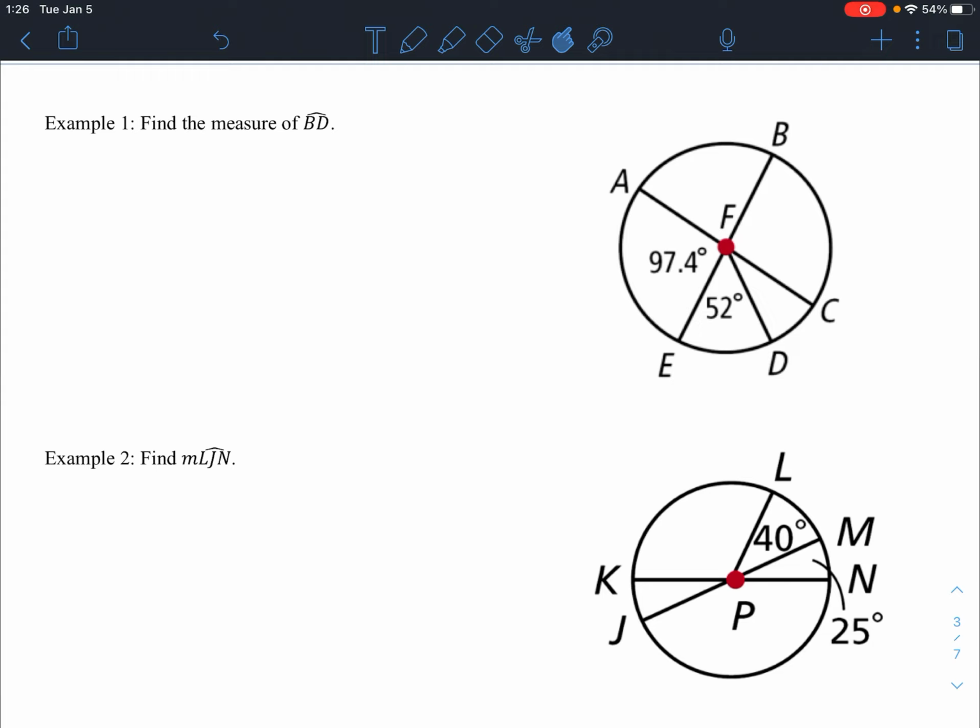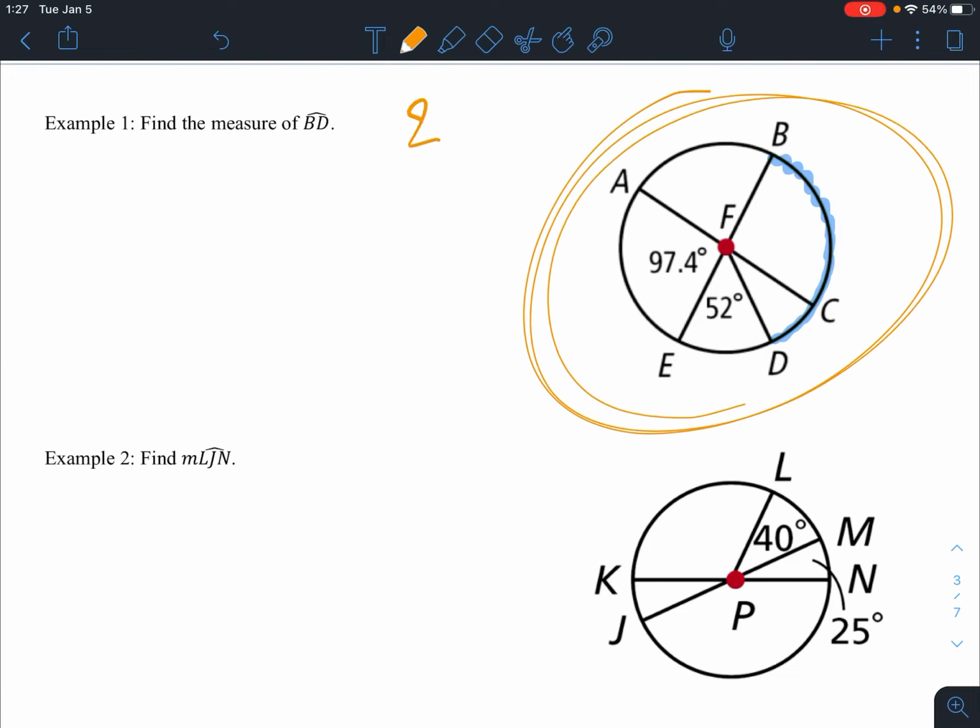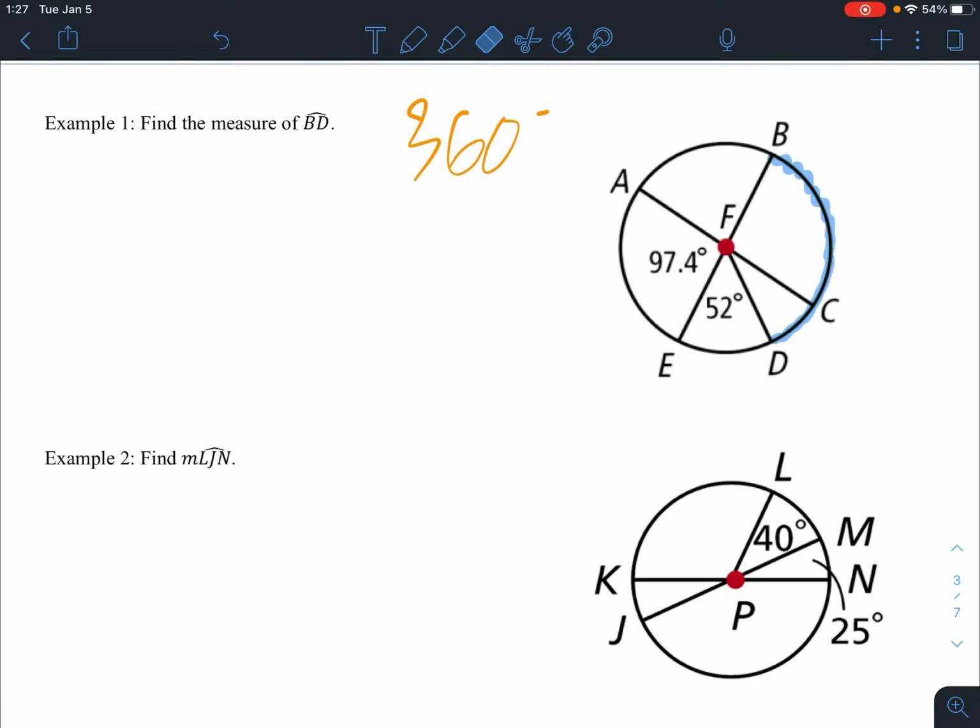So here we have a question that says, find the measure of arc BD. So first thing I'm going to do is trace arc BD so I know what I'm looking for. There's arc BD. All right, so a couple things that we need to remember in order to do this. We have to know that a circle's arcs always add up to 360 degrees. So all the way around here must add up to 360 degrees, okay?